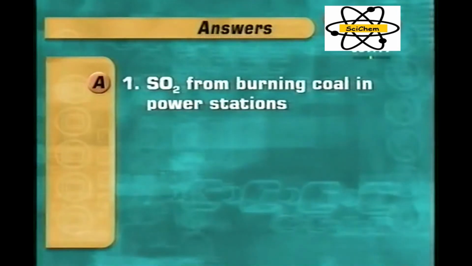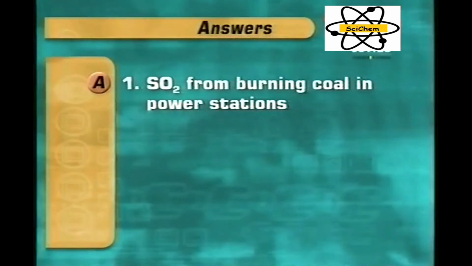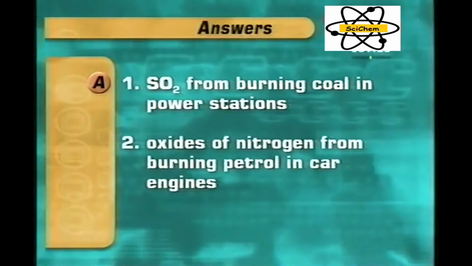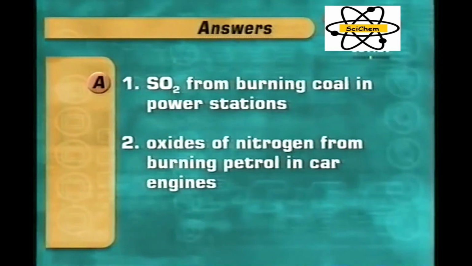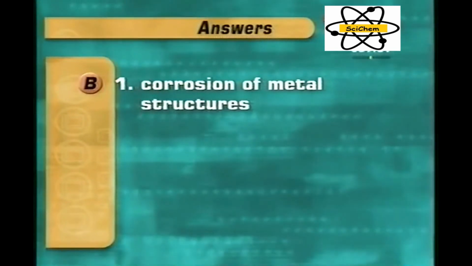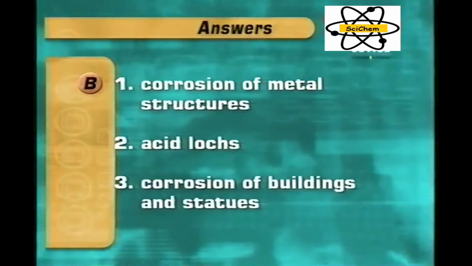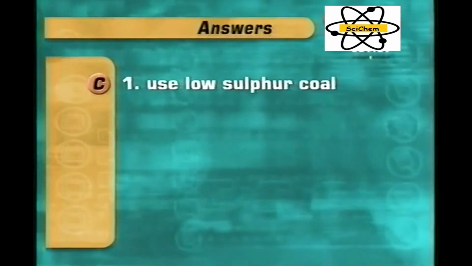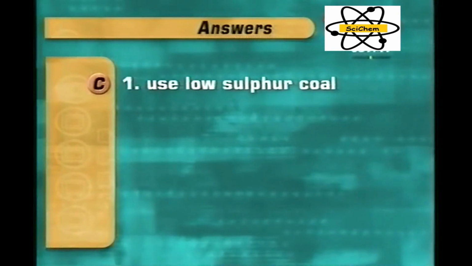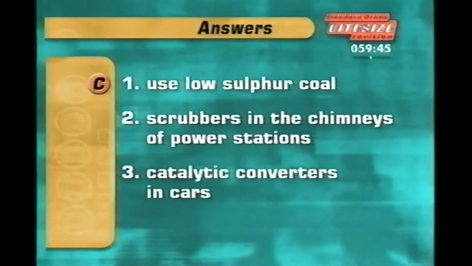The gases which are mainly responsible for acid rain are sulfur dioxide from burning coal in power stations and oxides of nitrogen from the burning of petrol in car engines. Damage caused by acid rain includes corrosion of metal structures, acid lochs and corrosion of buildings and statues. Acid rain can be reduced by the use of low sulfur coal and scrubbers in the chimneys of power stations and catalytic converters in cars.